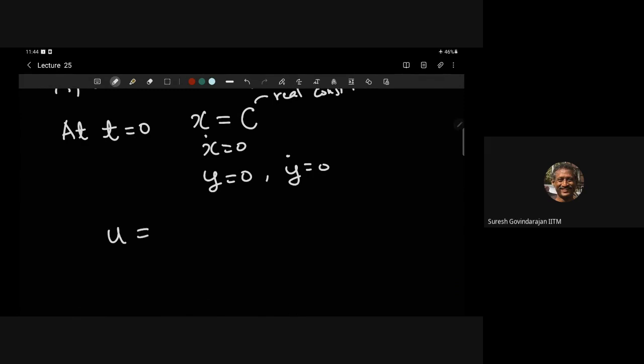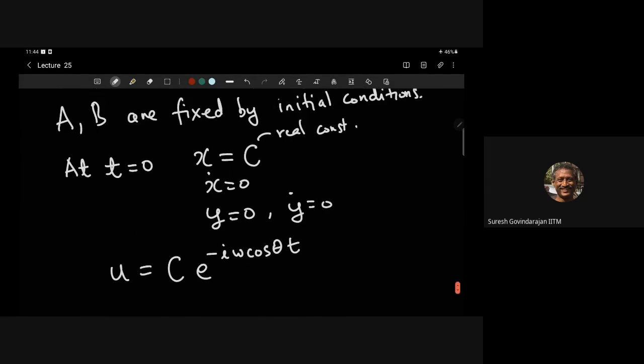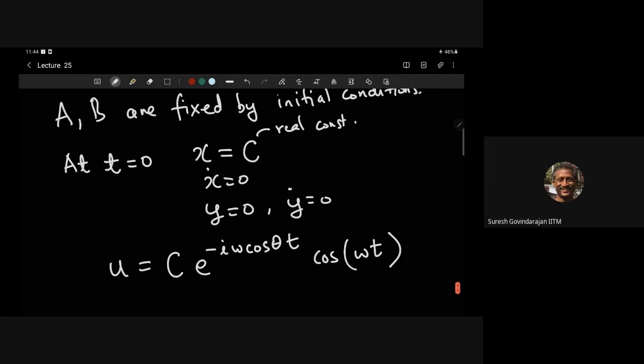Okay, so let us just write something. U will be some c times e power minus i omega cosine theta t times, say, cosine omega t. If we do this, you will see that I suspect these boundary conditions will be satisfied. But if you ask, I could have put y equal to something else, and that we can take care of by putting some phase here in the argument. So this is what is going to happen.